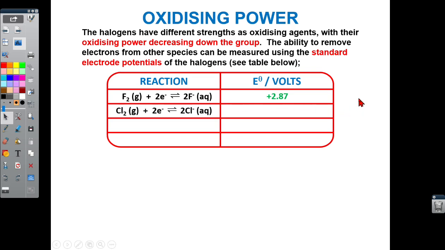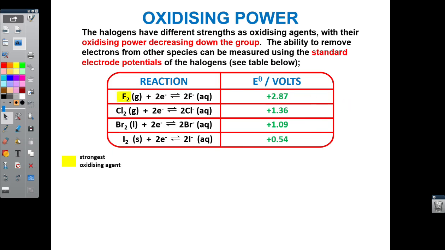If we compare that with chlorine, not quite so good. In fact, nowhere near as good. 1.36 volts is a significant drop, telling us that there's a big difference in reactivity between fluorine and chlorine. Move down again, another drop to bromine, and again another drop to iodine. So this should correlate with what we just talked about in terms of electronegativity decreasing and reactivity decreasing. So this value basically tells us that fluorine is the strongest oxidizing agent in this group. This value tells us that iodine is the weakest oxidizing agent in this group.